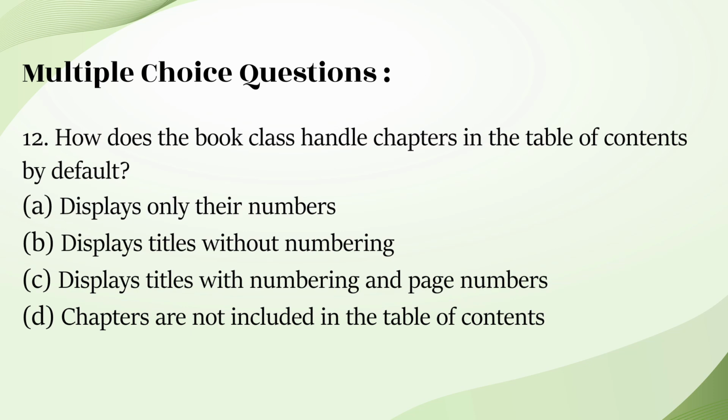As I have shown earlier, in the book class, the chapters in the table of contents appear with titles and numbering and page numbers. So the correct option will be option C, displays titles with numbering and page numbers.